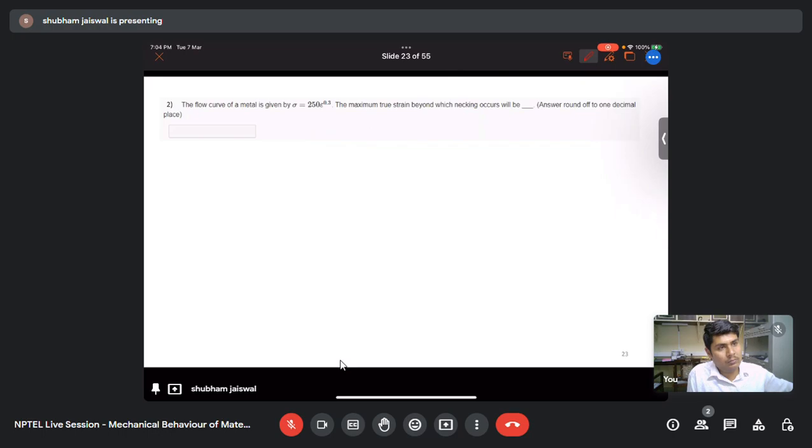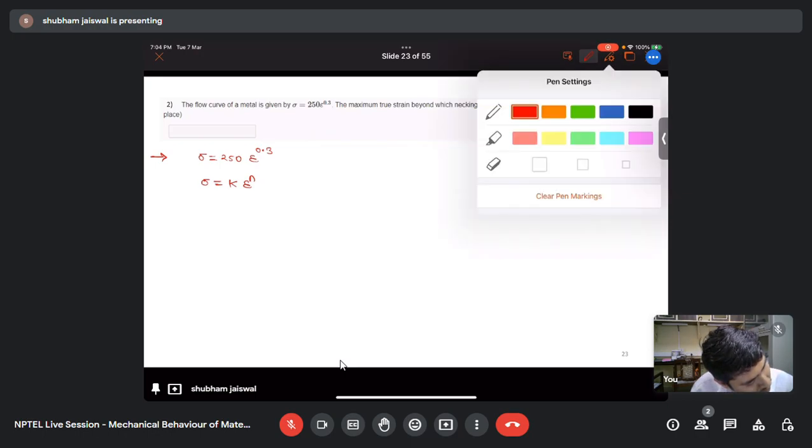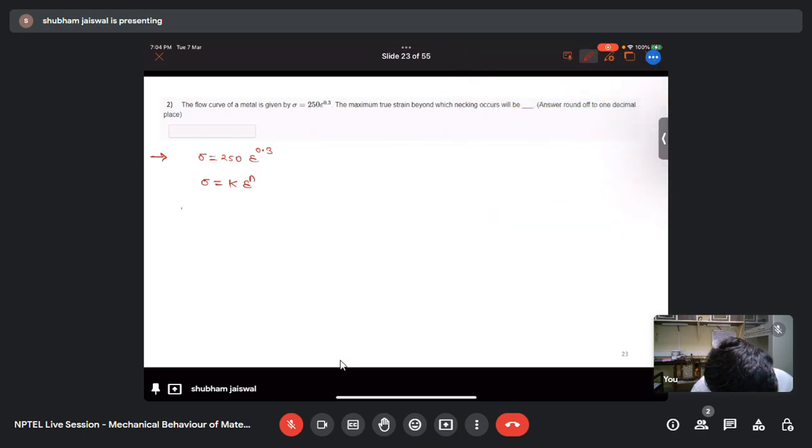So what they are saying, they have given the equation sigma equal to 250 epsilon to the power 0.3. If we compare this equation with sigma equal to k epsilon to the power n, so k is 250 and n is 0.3.